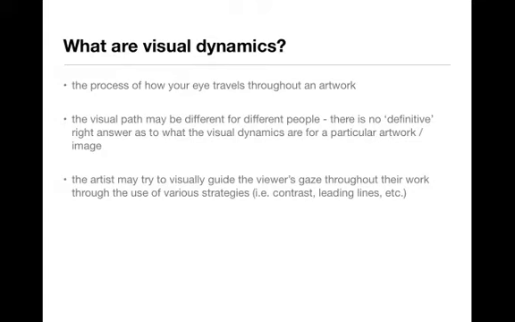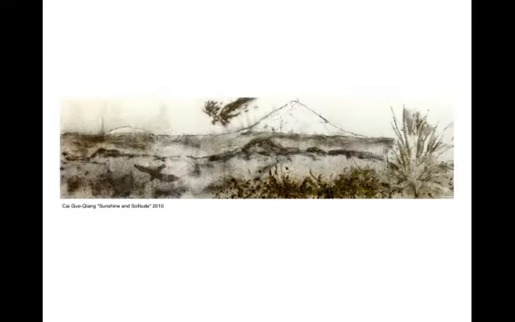There's no definitive right or wrong answer as to what the visual dynamics for a particular artwork or image might actually be. It is important to note, however, that the artist may try to visually guide the viewer's gaze through their artwork using a variety of strategies, such as leading lines and contrast.